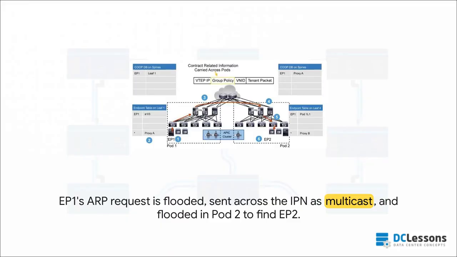So here's phase 1, the search party. EP1 sends out an ARP request, basically yelling, "Where's EP2?" Its local leaf has no clue, so it wraps that ARP request up in a multicast packet and sends it up to the spines. The spines then send it out everywhere within Pod 1, and they forward it over the IPN as a multicast message. The spines in Pod 2 get it, and they send it down to all their leafs. Eventually, that message finds its way to the right leaf and finally reaches EP2.